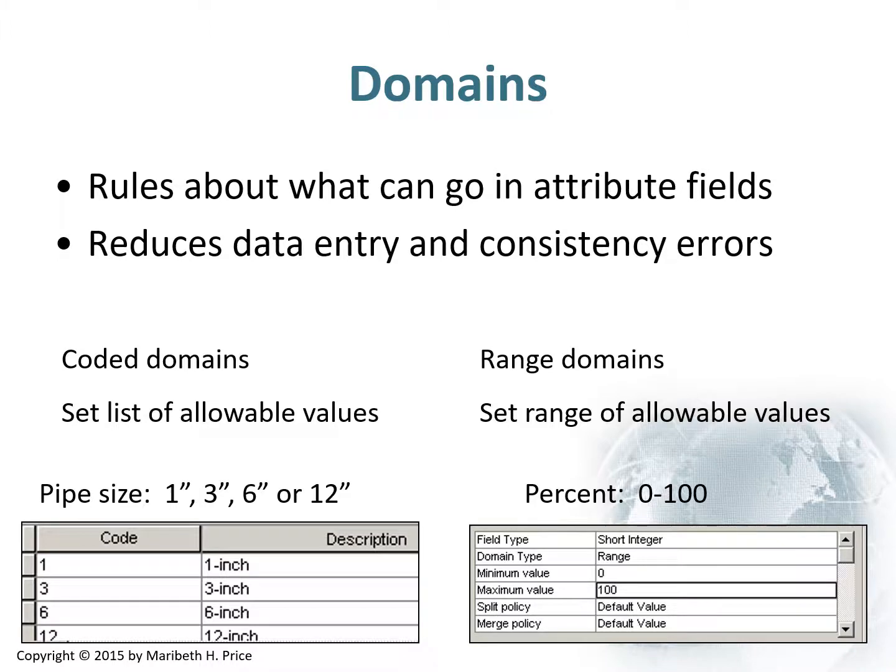Instead of typing in those things and having little issues like, is there a space before or after the dash between 1 and inch? Spelling mistakes, mistakenly hitting an extra number like 33 or 11 instead of 1 or 3. It eliminates all that because you can only put in answers that you have previously said could be a possible answer. Then there's also range domains. These set ranges of allowable values. For example, if you're recording an entry of a percentage, then you can say it has to be between 0 and 100, and that eliminates any mistakes or improper entries.